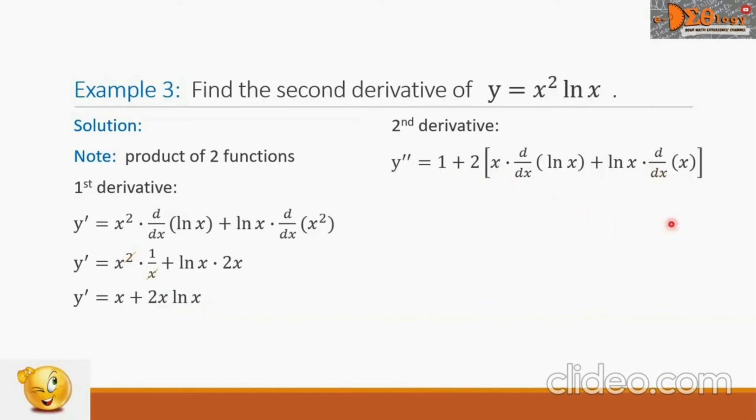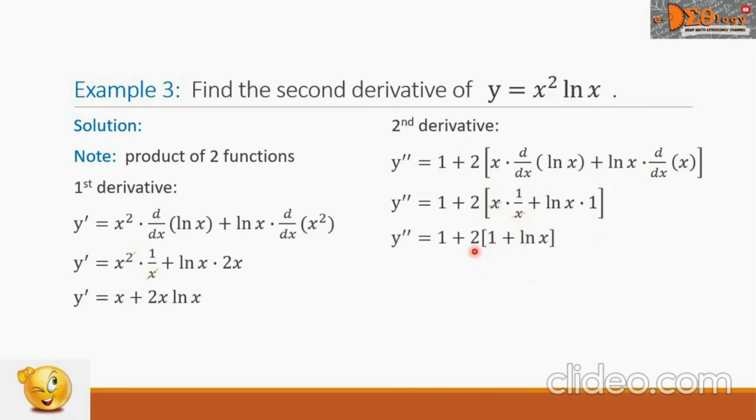Simplifying now the derivatives respectively, the derivative of ln x is now 1 over x. The derivative of x is 1. We can see in this portion that x times 1 over x, we can cancel those x. So it will be equal to 1.